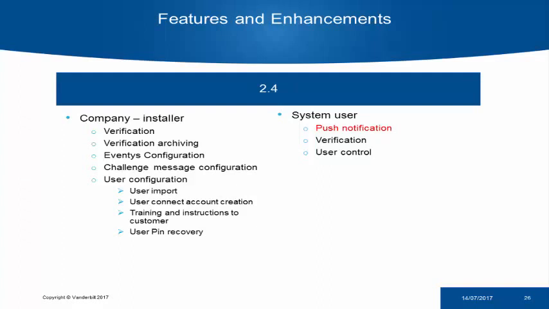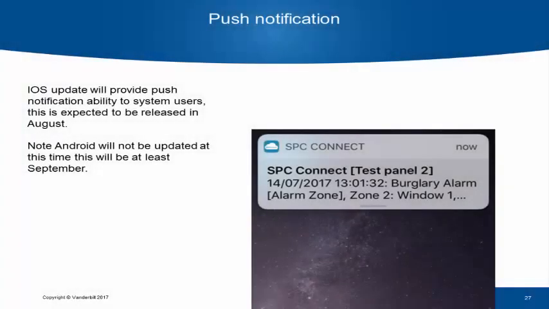Now to system users. SPCconnect is proud to announce that we are releasing push notification for iOS devices. We are expecting this to release at the start of August. The push notification will operate by an update to 1.5 of the app. The user will be requested if they wish to have push notifications, and if they enable them, they will receive notifications.